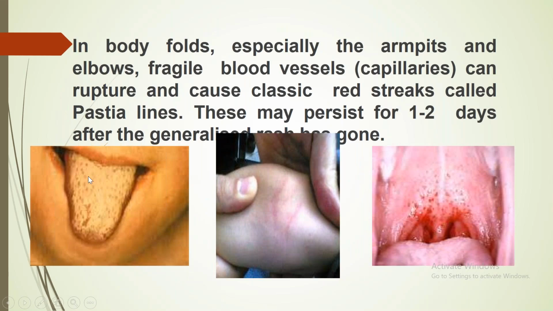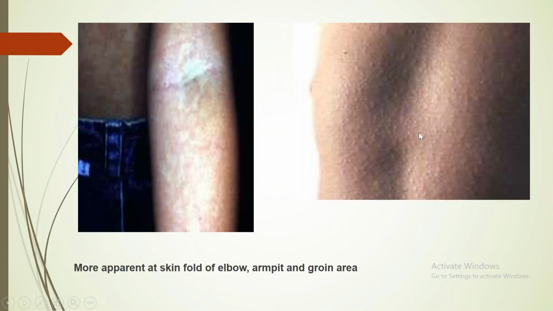In these children, we can have strawberry tongue also. Then there are Pastia lines, which are red streaks. Generalized capillaries get involved, and they can progress also. And if you see this is the back, you can see small fine raised lesions, and when you feel them, it feels like sandpaper.